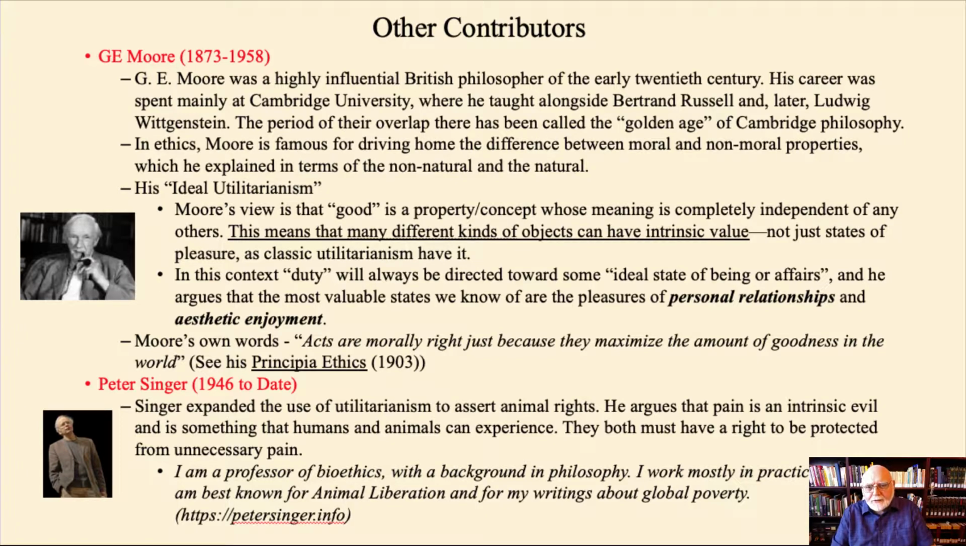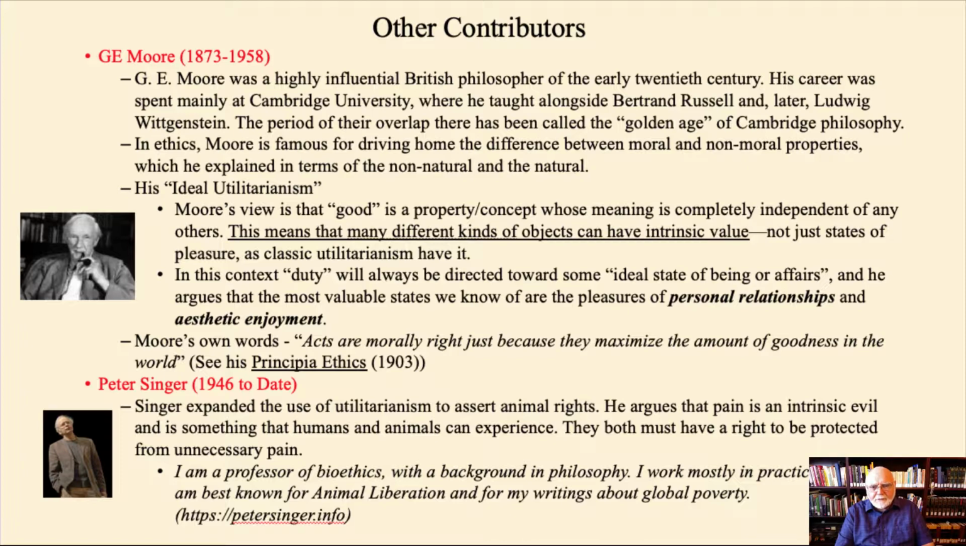In other words, it's completely independent of other things, but it adds to other things. And the consequence is that, unlike other utilitarians who insist there's only one intrinsic value, good, and one intrinsic bad, evil, he wants to insist that there are many different kinds of objects that can have intrinsic value.